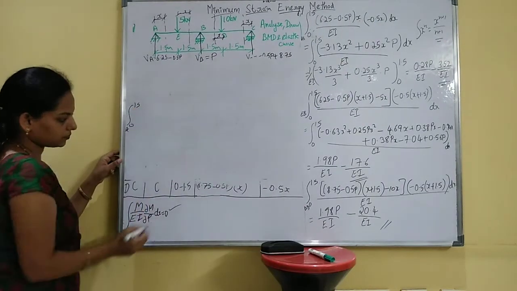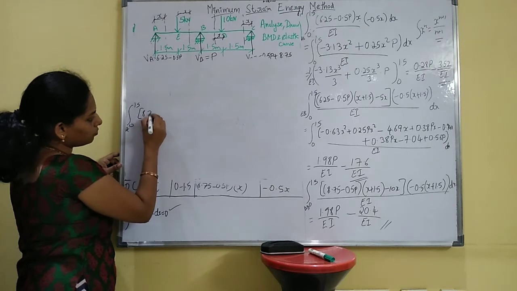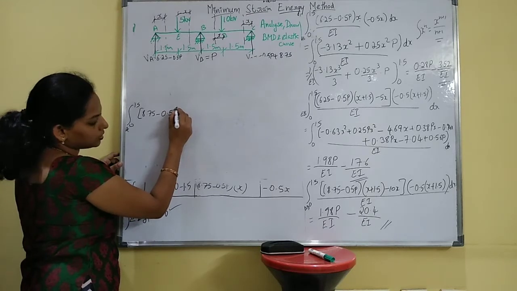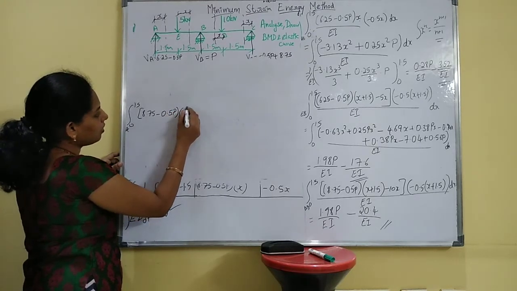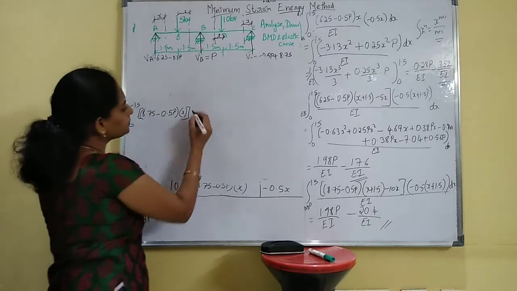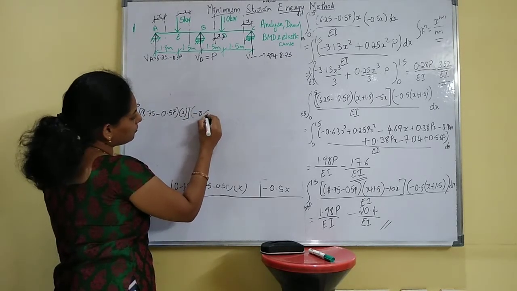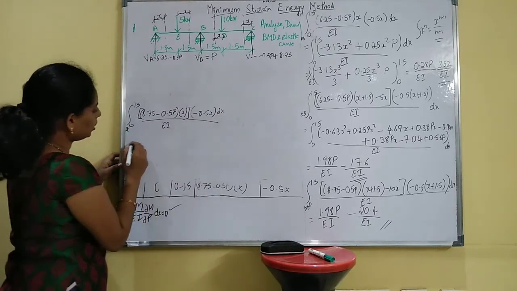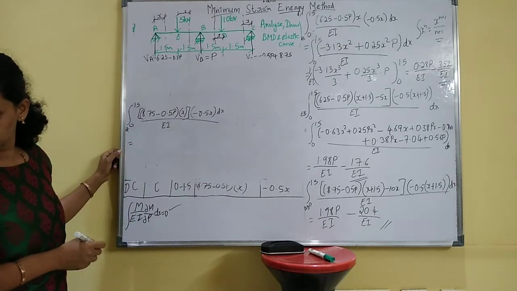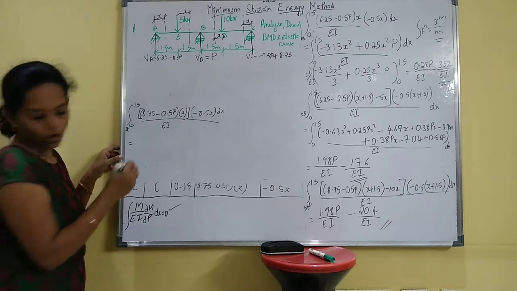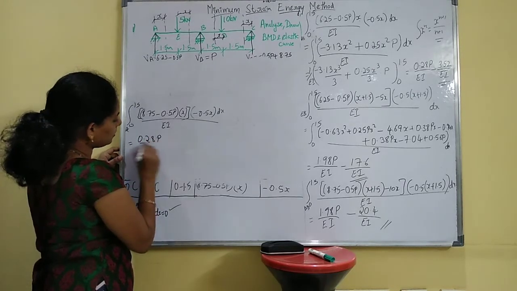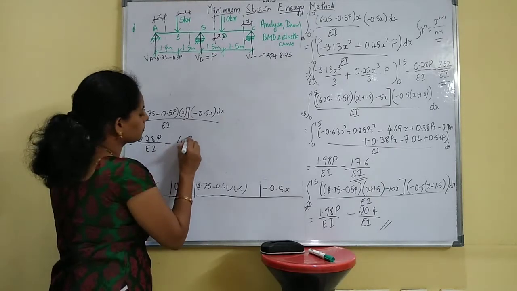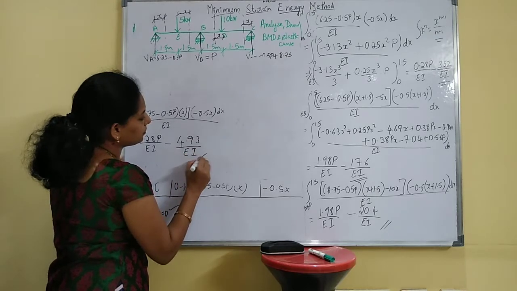0 to 1.5. So M is 8.75 minus 0.5 P into x, into minus 0.5 times x dx divided by EI. After simplification you will have 0.28 P by EI minus 4.93 by EI.